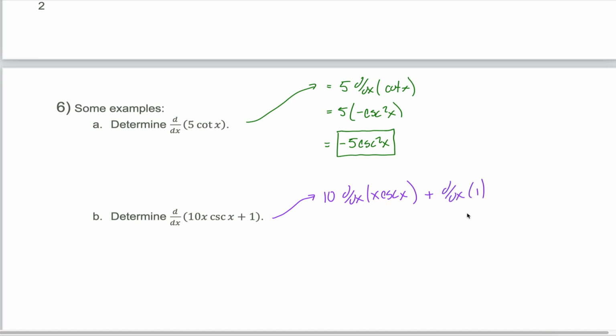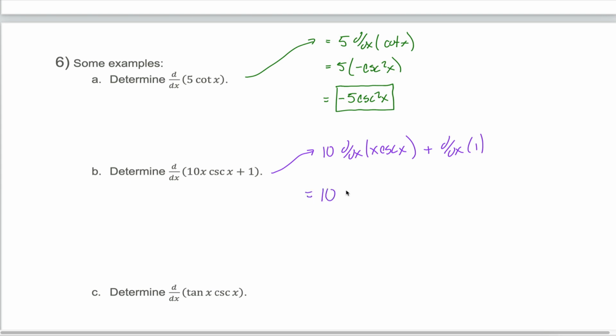Note that my parentheses are all appropriate. I don't want parentheses here, for example, because I don't want the 10 to get multiplied by the derivative of the 1, because the 10 is not being multiplied by the 1. The 10 is just being multiplied by the x and the cosecant of x, so I don't want those extra parentheses. I want to write things this way. Are these derivatives I can figure out? Absolutely they are. The derivative of 1 is super easy because 1 is a constant, and the derivative of any constant is 0. So this whole thing's just going to go away.